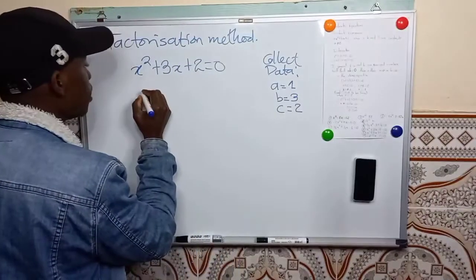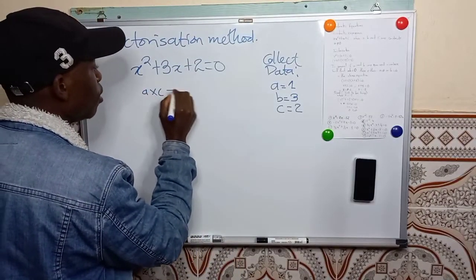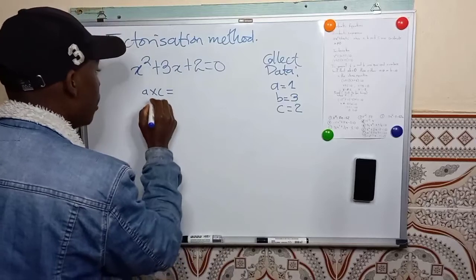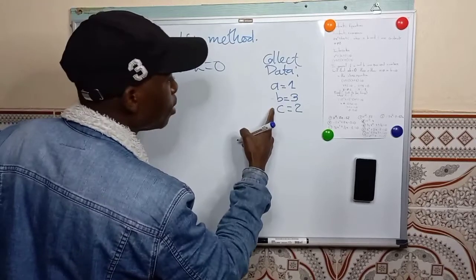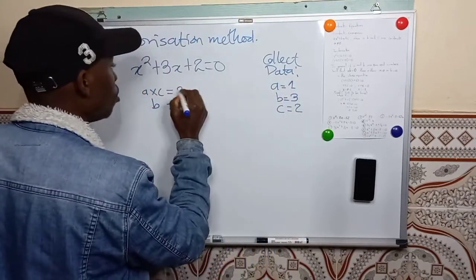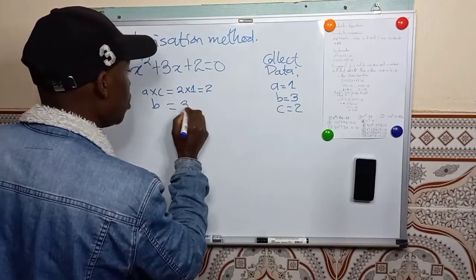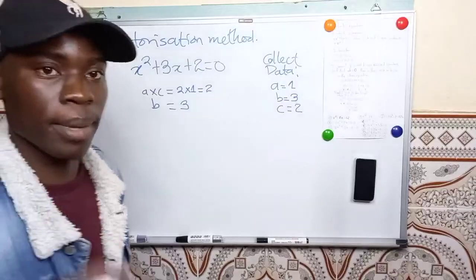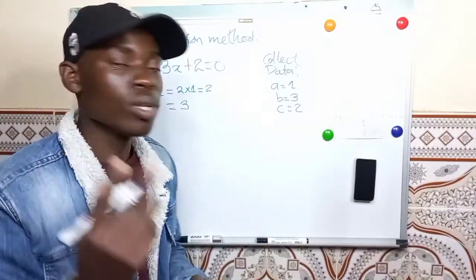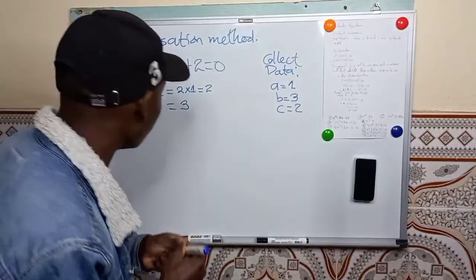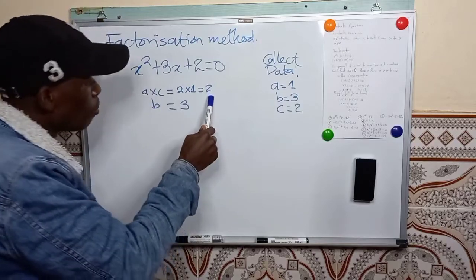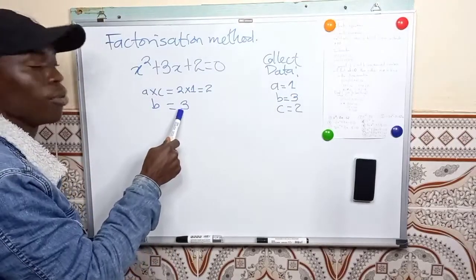So what we're saying is that a times c and b. What is our a times c? 2 times 1, which is equal to 2. And our b is 3. So you look for two numbers in your head. If you multiply them, they'll give you 2, but if you add them, they'll give you 3.